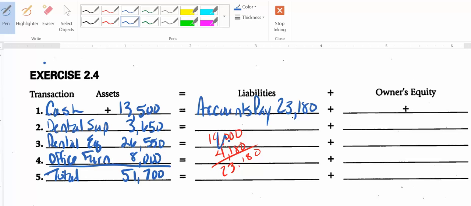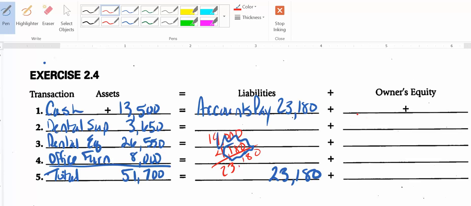Now you can just ignore this, pretend it's not there. If you did the same thing, just erase it. And our total accounts payable, then we only have one number now, is 23,180. Okay, that's all the information they gave us. But through our previous exercise, we learned that assets equals liabilities plus owner's equity. So now we can calculate our owner's equity.